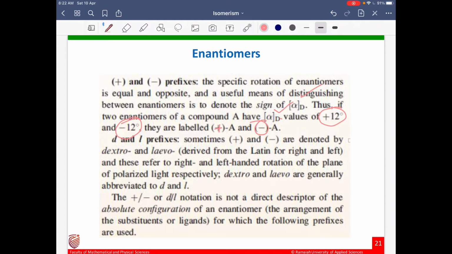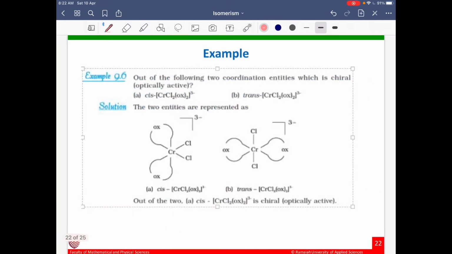Sometimes plus and minus are denoted by dextro and levo, and this refers to right and left-handed rotation of the plane polarized light. Dextro and levo are generally abbreviated to D and L. The plus or minus or D or L notation is not a direct descriptor of the absolute configuration of the enantiomers, the arrangement of the substituents or ligands, for which the following prefixes are used.